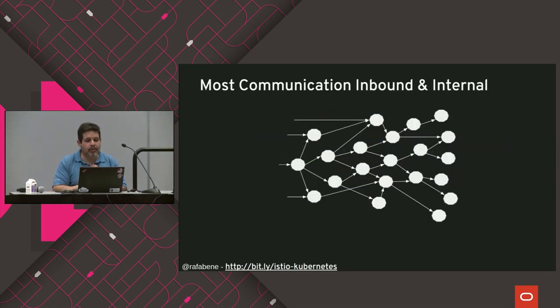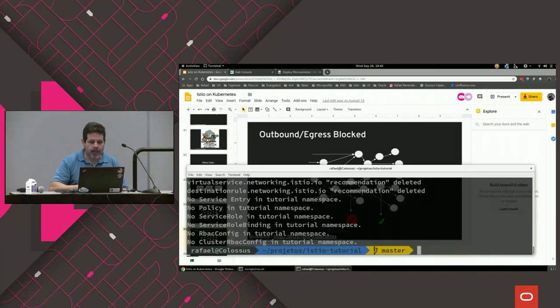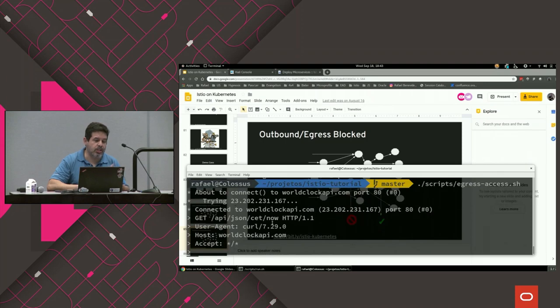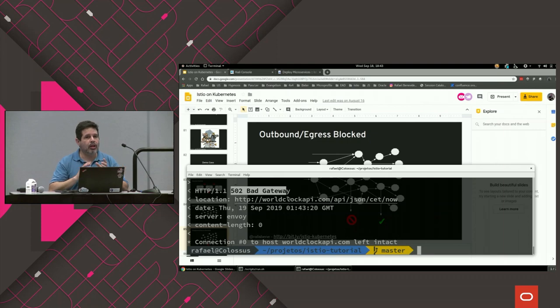And this one is the feature that I like the most, because imagine that someone installs a script that's capturing your data and it's sending it outside your cluster. It's stealing your sensitive information. So most of the communication of microservices is internal, but you can block outside communication. So for example, I have here a script that tries to communicate with World Clock API. So if I try to connect to World Clock API to just get a time, you can see here that it's giving me bad gateway because every outside communication is denied by default.